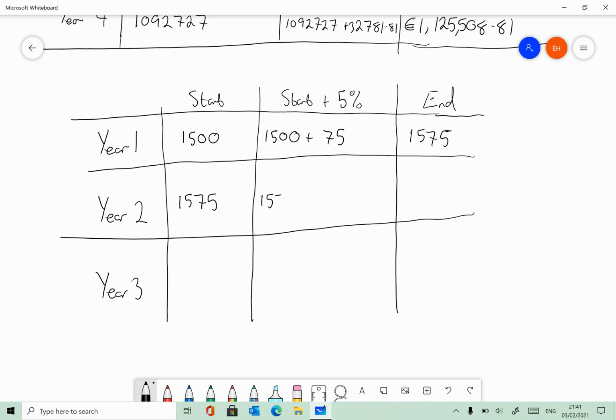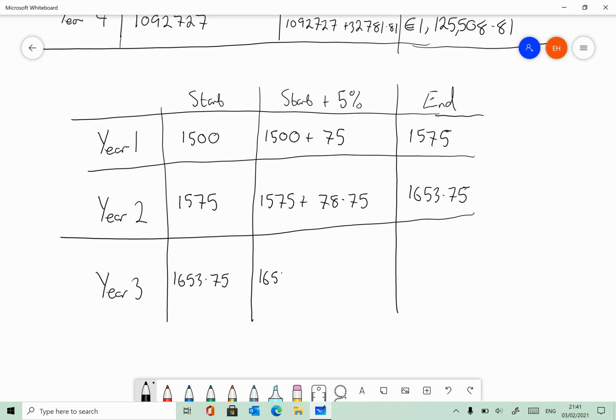So again, we have 1,575 plus, now it's 5% multiplied by 1,575, which is 78.75. So I add those two together, it gives me 1,653.75. And then that's what I end the second year with, so that's what I must begin the third year with. So I have 1,653.75.